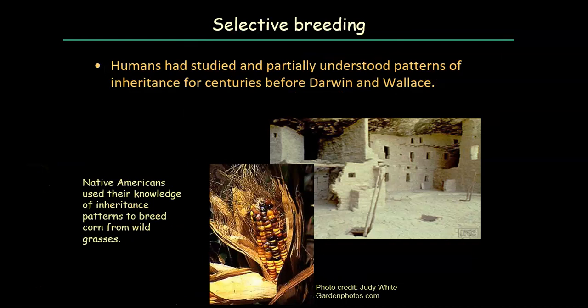Now, I mentioned selective breeding as one of the lines of evidence available at the time for the fact that there's this thing called evolution. Selective breeding is where humans have tinkered with the appearance or the behavior of organisms by controlling their breeding. So the example here is that Native Americans used their knowledge of inheritance patterns to breed corn or maize from wild grasses. But we've also done this with dogs and cats and cows and horses and all that kind of stuff too.